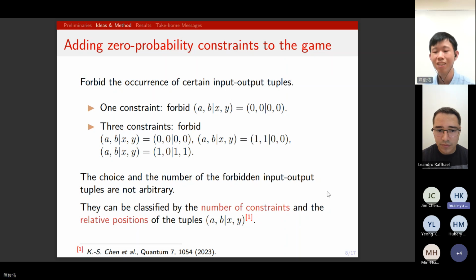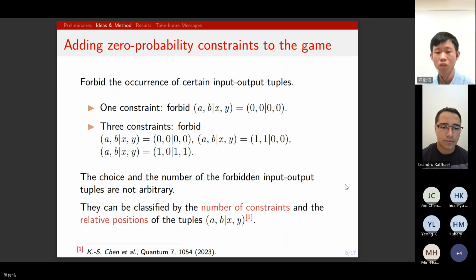But you have several non-signaling extreme points, so you just choose any one of them, or any combination of them, then it gives you a good result. We consider all the possible input-output tuples, and set them to zero. So we have the one-constraint case, and also the two-constraint case, and the 2-3 constraint case. All the cases are considered in the work, in this page.